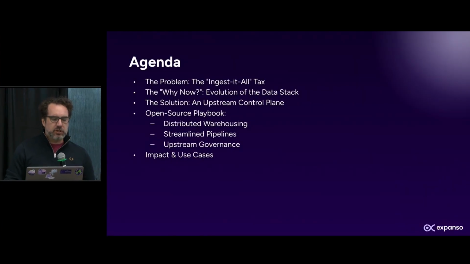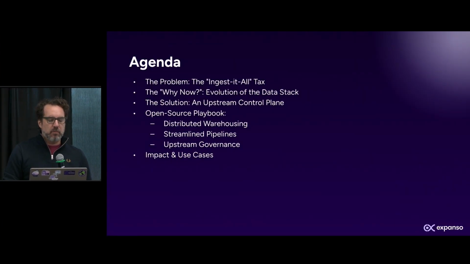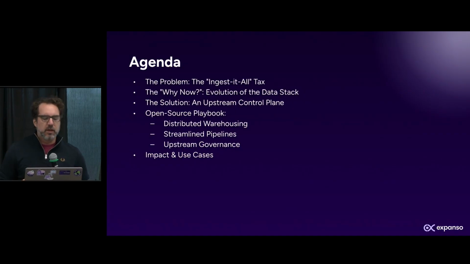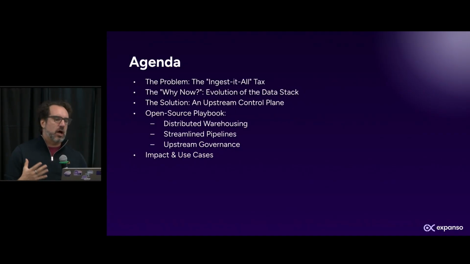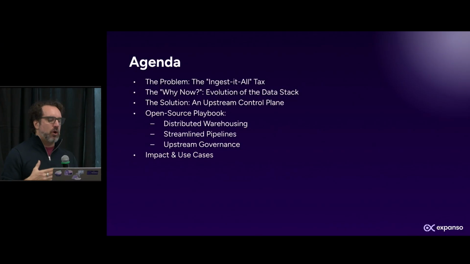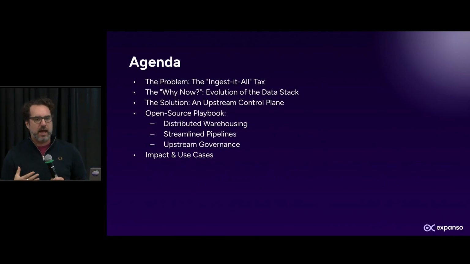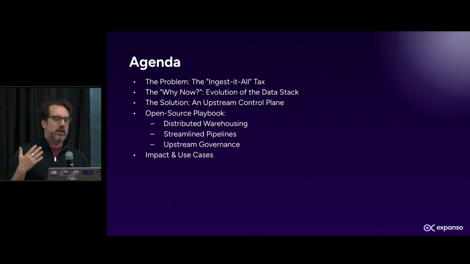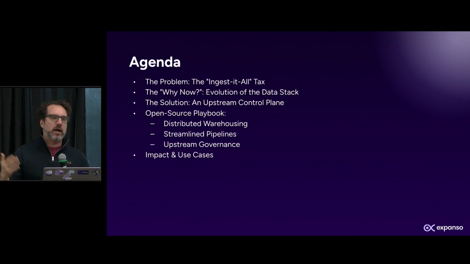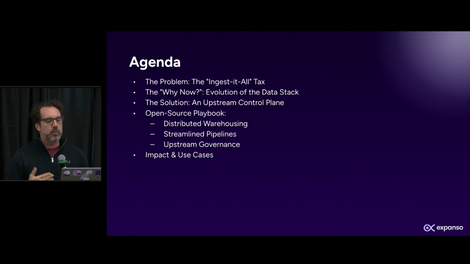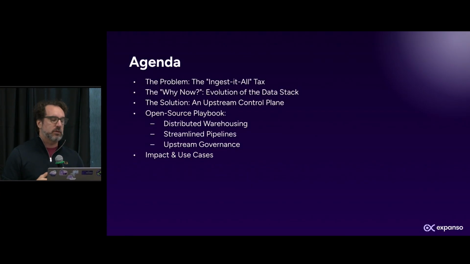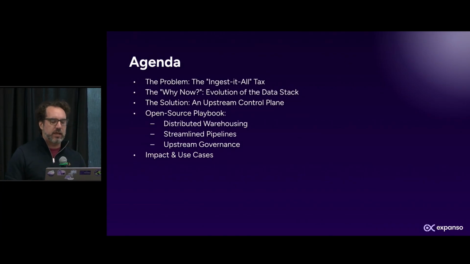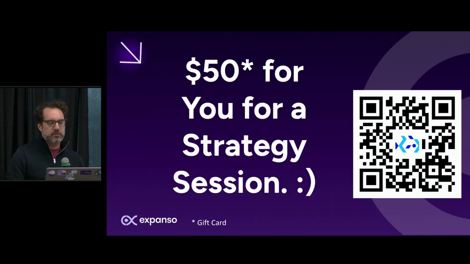So to start, sorry, my screen is very small here. This is the agenda. We're going to talk about this problem that I'm going to bring up over and over again, called the ingest-all tax. It is the default today. I'll explain what this looks like. And then I'll talk about some of the ways that I think the open source machine learning playbook, the open source data playbook, has advanced and how we might change things.